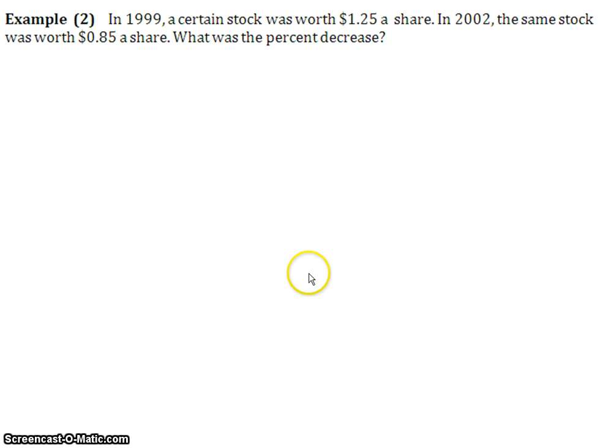In example 2, in 1999, a certain stock was worth $1.25 a share. In 2002, the same stock was worth 85 cents a share. What was the percent decrease?